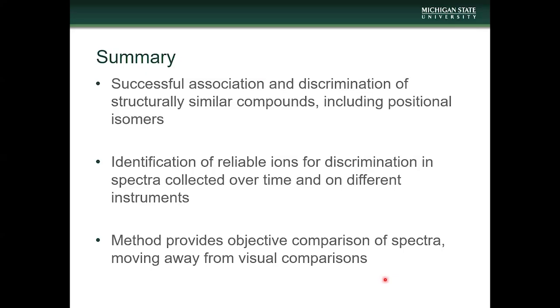So in summary, hopefully I've been able to demonstrate a method by which you can compare 2 mass spectra, and we've been able to demonstrate successful association and discrimination of structurally similar compounds, including positional isomers. With this method, we've demonstrated identification of reliable ions over time and on different instruments. And these are ions that we can now consider reliable to distinguish within these sets of structural and positional isomers.